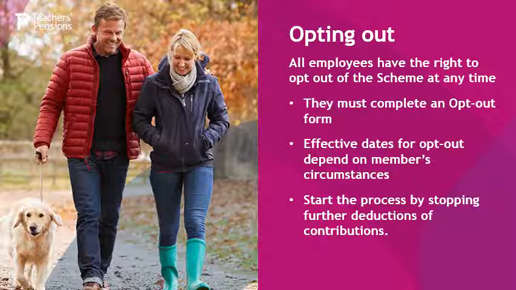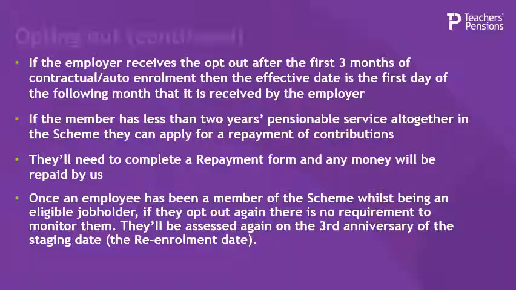For example, if a member was enrolled into the scheme on the 1st of April and you received the opt-out form within 3 months of that date, the effective date for the opt-out would be the 1st of April. If you received the opt-out form after the first 3 months of the member being enrolled into the scheme, then the effective date of the opt-out is the 1st of the following month. For example, if a member was enrolled into the scheme on the 1st of April, but you didn't receive the form until the 14th of August, their opt-out date would be the 1st of September.